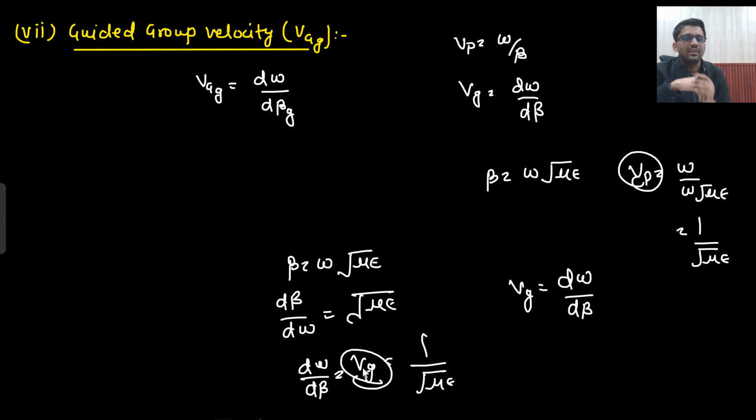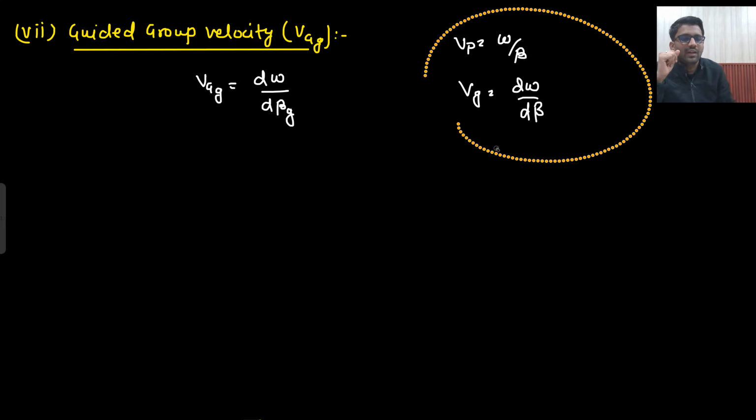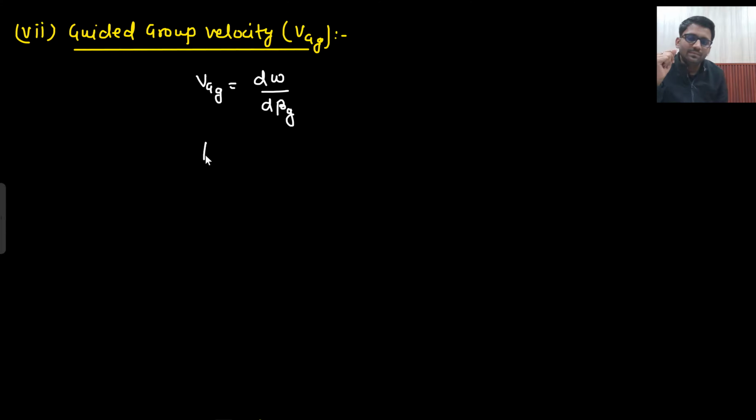But now what is the scene here? Here beta g is a function of omega. Here also beta was a function of omega, but this was linearly dependent. So when you did the differentiation, Vp and Vg were the same. Group velocity and phase velocity were the same. But now the scene is your beta g, and whenever you calculate group velocity, first you will write down the definition, and then you will calculate d beta g divided by d omega, and later on you will do the reciprocal. So this is the method of finding group velocity.